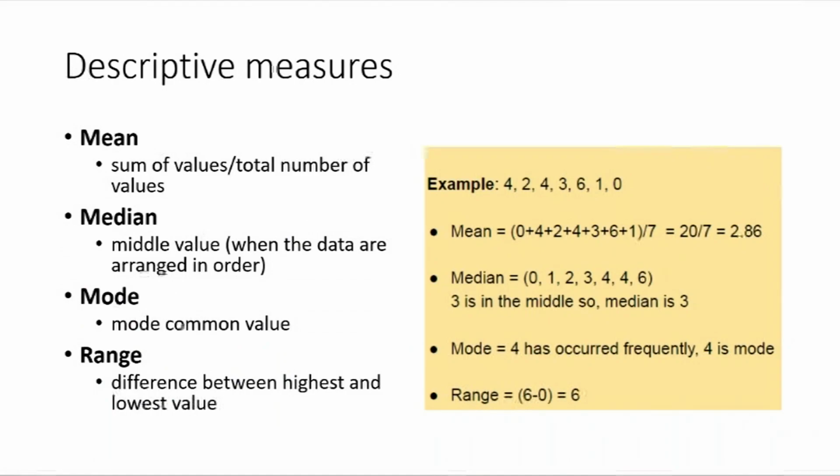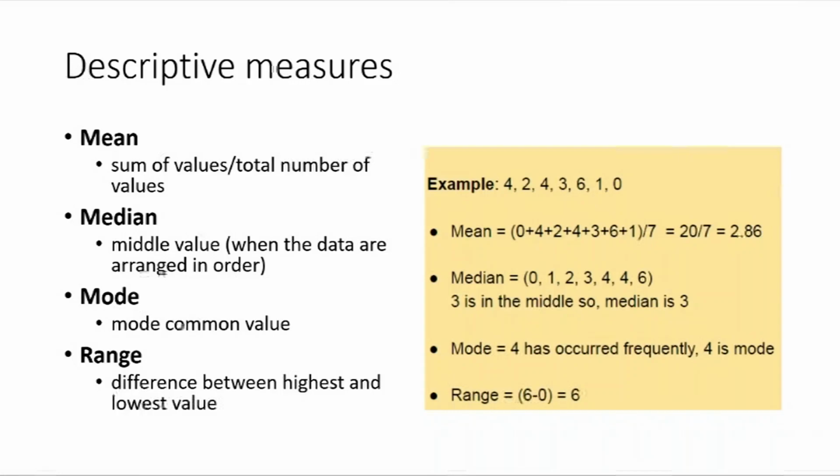We'll move to descriptive measures, which are our mean, median, mode, and range. The mean of a statistical data is the sum of all values in the data divided by the total number of values. So when we look at this example here, 4, 2, 4, 3, 6, 1, 0, we sum all of them together and divide by 1, 2, 3, 4, 5, 6, 7, divide by 7. This will give us the mean.